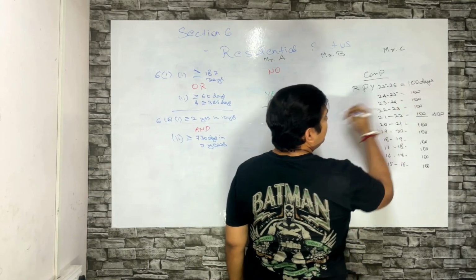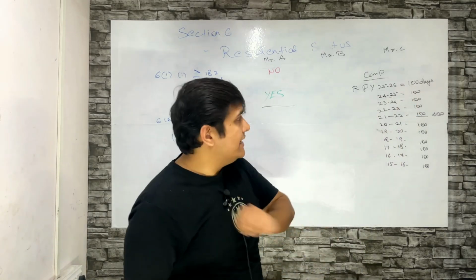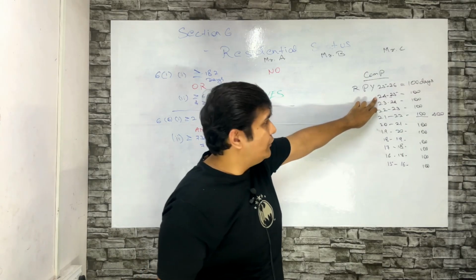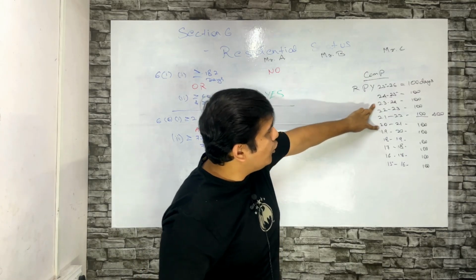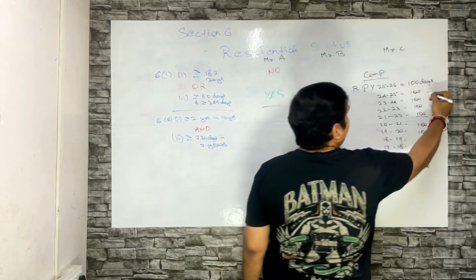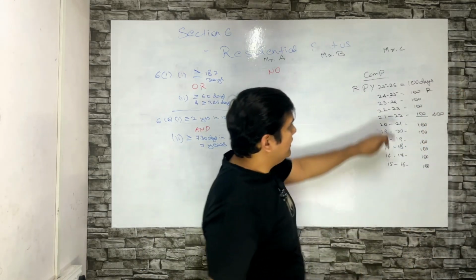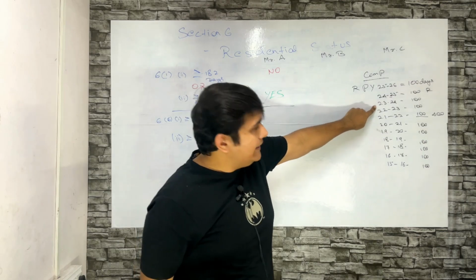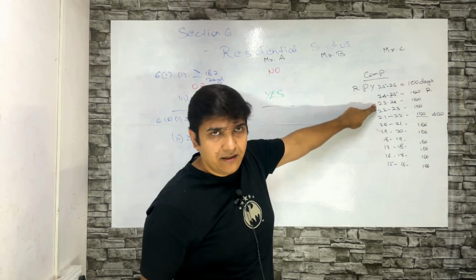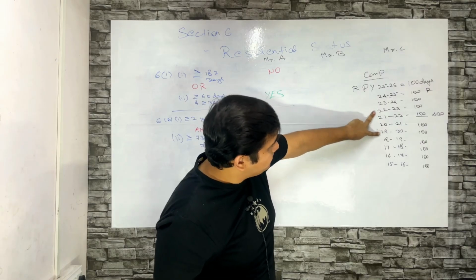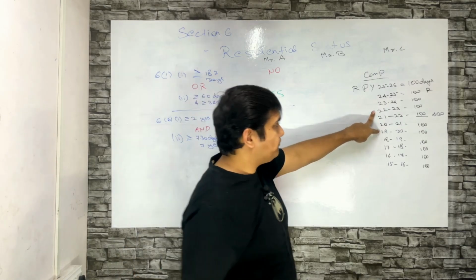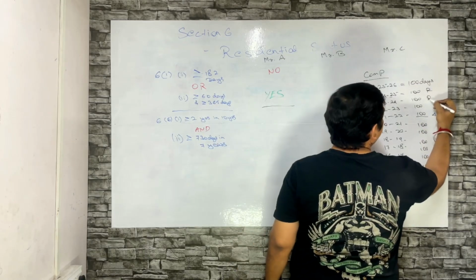Will Mr. A be resident in 24-25? Yes, he will be. Why? Because more than 60 days in 24-25 and more than 365 days in the previous 4 years. So resident here. 23-24, will he be a resident? Yes, he will be. More than 60 days in the current relevant previous year, and more than 365 days in the previous 4 years, right? So he's a resident here as well.